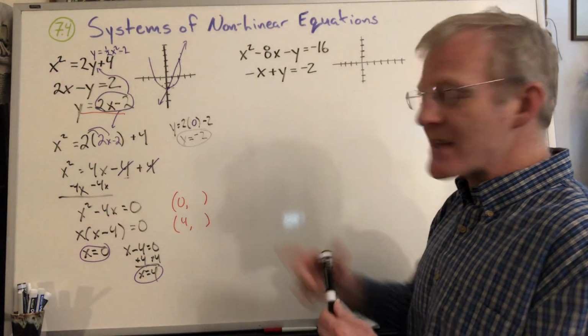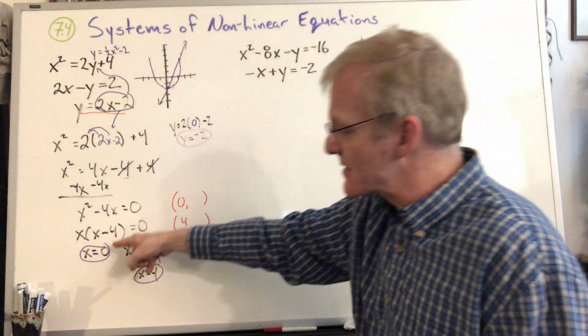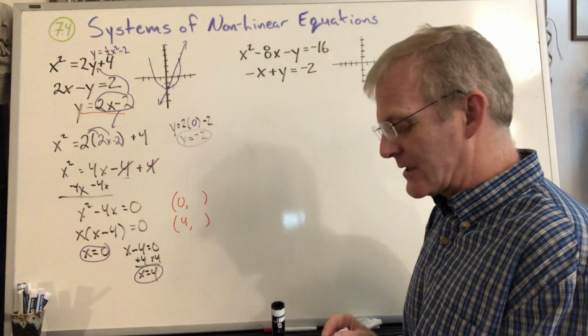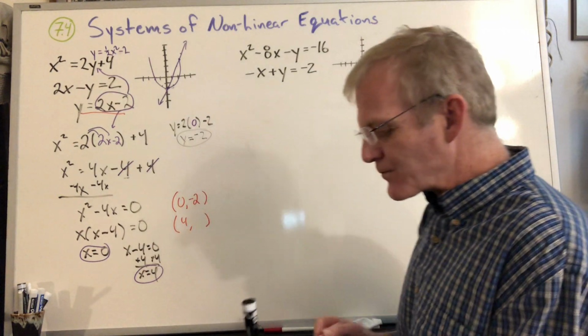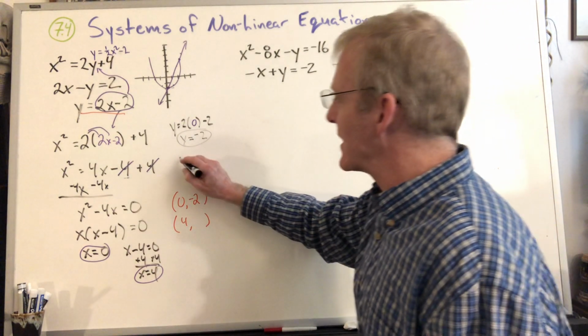Bam. And which one does that go with? Right, that goes with the 0, because that was the x of 0 that we plugged in. So our first solution is (0, -2). We move on. Do the same thing again.